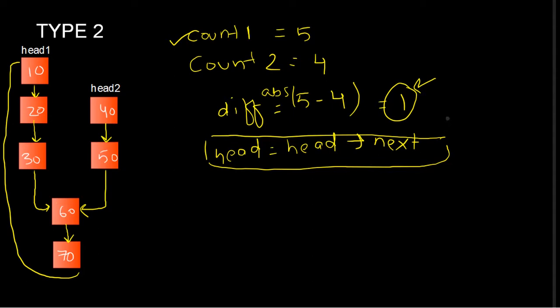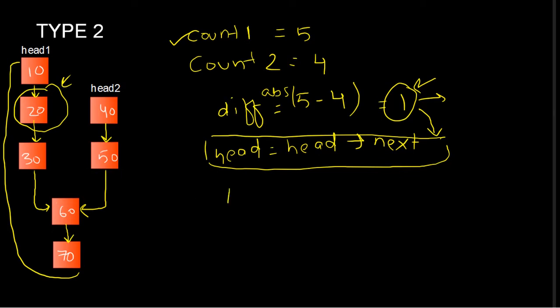How many times will we do this? We will do this the number of times that the difference came. The difference is 1, so we will do it only 1 time. So now the head becomes this. The new head is 20.